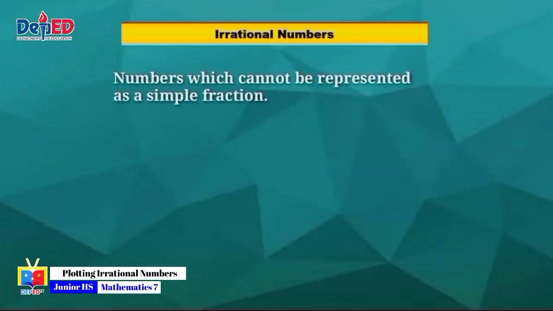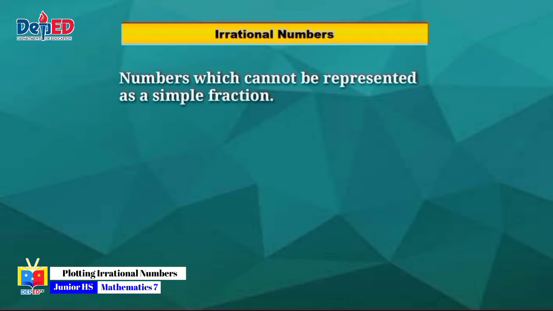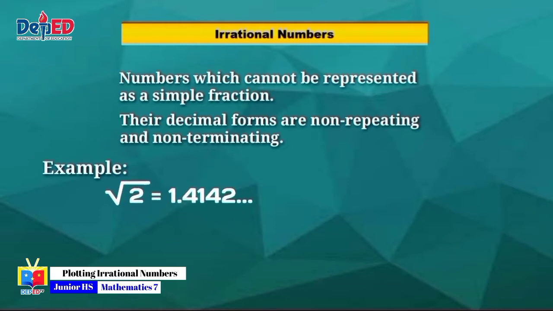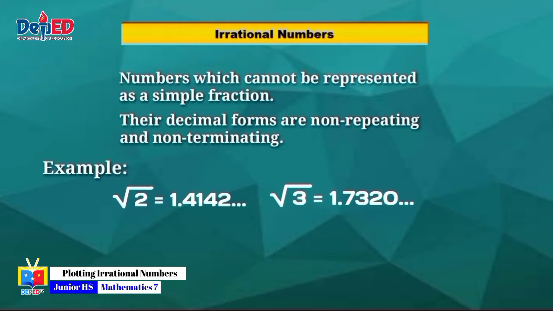Irrational numbers are numbers which cannot be represented as a simple fraction. Their decimal forms are non-repeating and non-terminating. Examples of these are square root of 2, square root of 3, and pi.